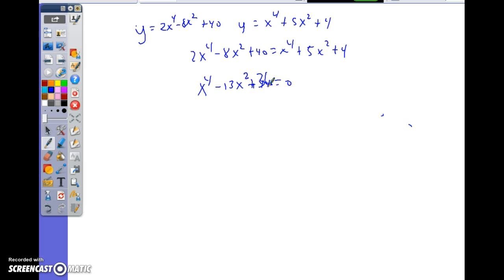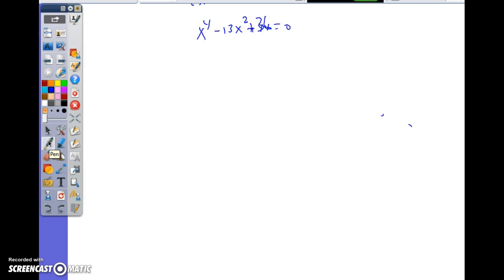A big long list. 36, 18, 12, 9, 4, 3, 2, 1. Well, I'm guessing you need 2 positives, 2 negatives. Or at least 2 positives or 2 negatives. Let's try. But something like this, you're going to go, okay, I got 1, 0, negative 13, 0, 36.